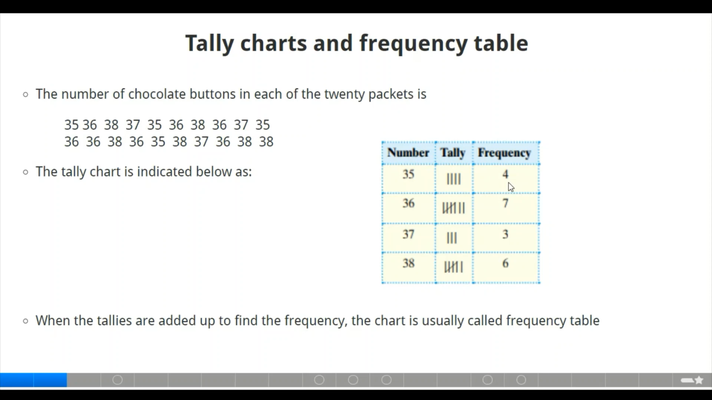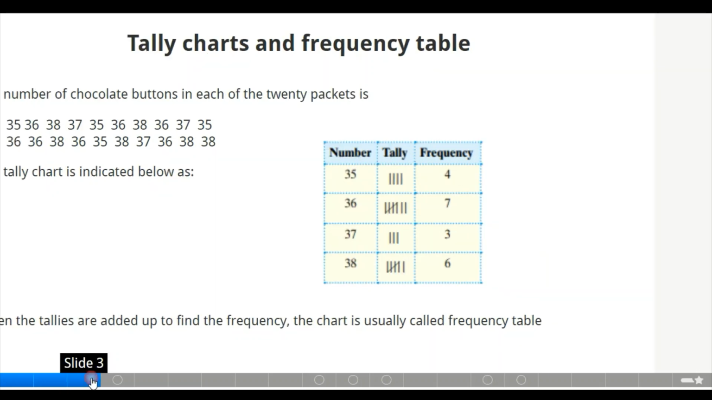Okay, now for 36 we have how many? 7. So one thing about tally is, by the time you count a stroke of 1 to 4, the fifth one is going to be a slash, and that makes it a flat 5. So 1, 2, 3, 4, and the slash is 5, then we count 6, 7. So that makes 36 occur 7 times. And you count from here, you can identify 37 in how many places? 1, 2, 3. So 37 occurs 3 times, and 38 occurs 6 times. And that is how we can represent our information using our frequency table and our tally chart.